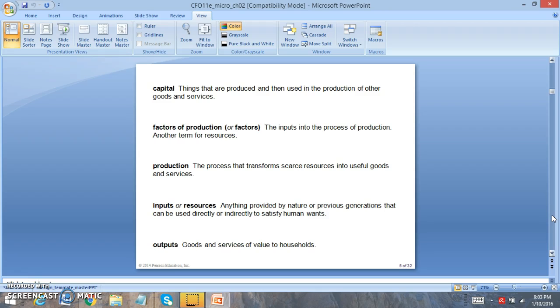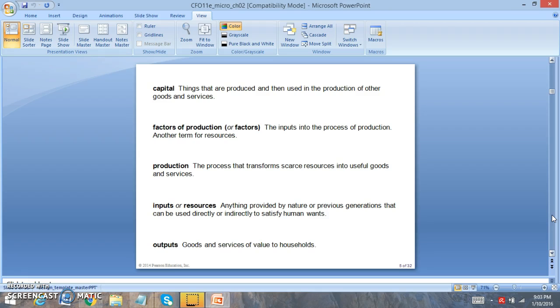Capital is one of the key factors of production. When we look at capital, you're looking at things that are being produced, machines used to produce goods and services. And the thing is, it's not money. People always get capital confused with money. It's not money. Capital is looking at machines.